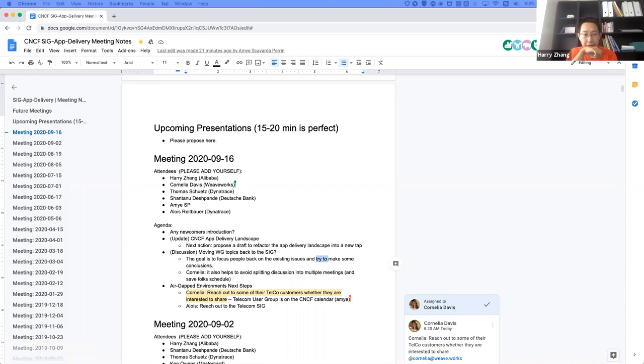Mm-hmm. How would you do that? I agree. So what would this look like? Like a white paper or something? What is the outcome in your mind? I'd like the outcome ideally to be code. Be code? You mean samples and demos?